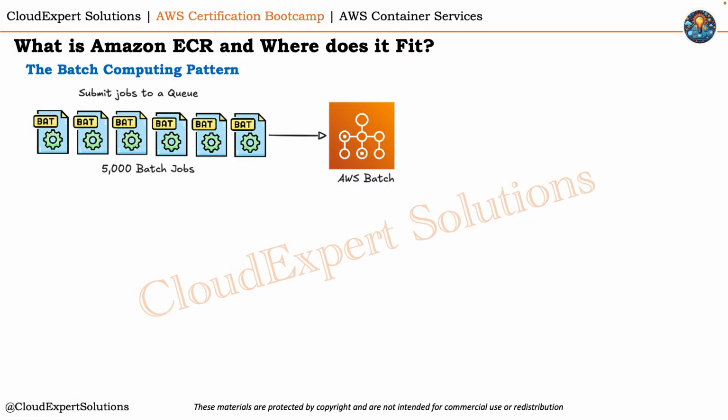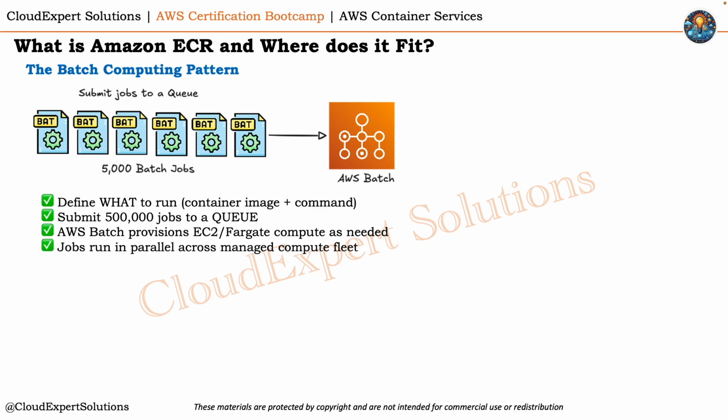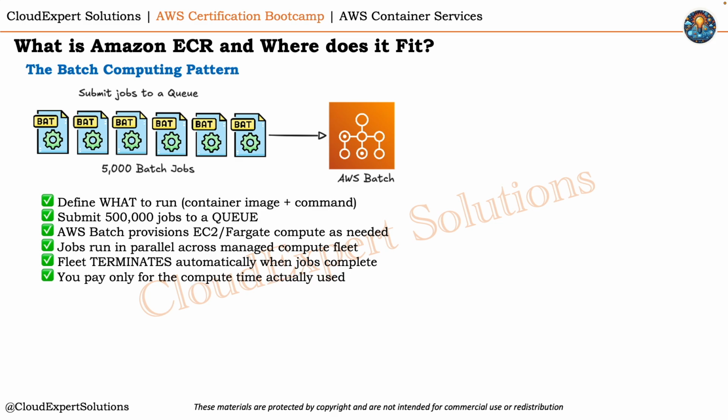AWS Batch solves this completely. You define what to run and submit your job to a queue, and Batch handles provisioning the compute, scheduling the jobs, retrying failures. Jobs run in parallel across a managed compute fleet. Your compute fleet terminates automatically when the jobs complete, and you pay only for the compute time actually used. No infrastructure to manage, no idle compute, no scheduling logic.